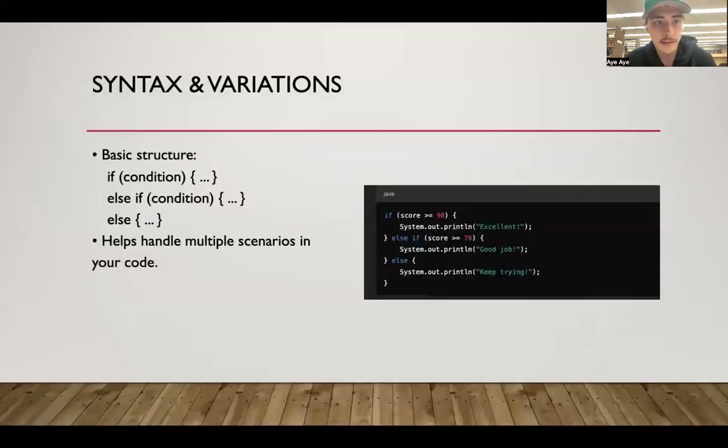The syntax for an if statement. The basic structure is an if statement, followed by its condition, and then what you want to happen if that condition passes. You can also see that on an if statement, you can have else if and else. These can have their own conditions and their own outcomes. This helps handle multiple scenarios in your code and with different unexpected inputs.